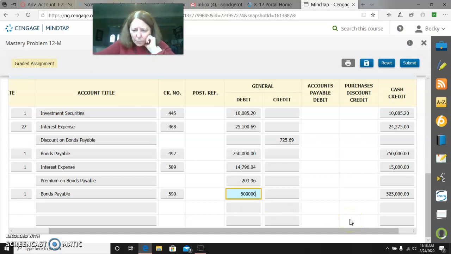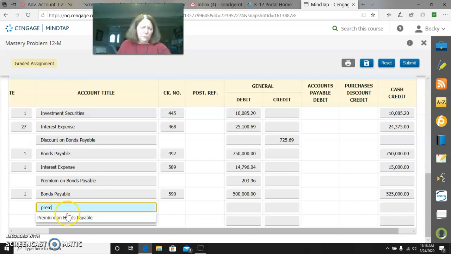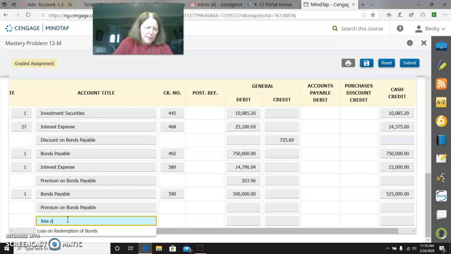I think that's one too many zeros. And then the other two accounts I know I'm going to use here are premium on bonds payable and loss on redemption. And I'll talk through how I come up with that stuff.